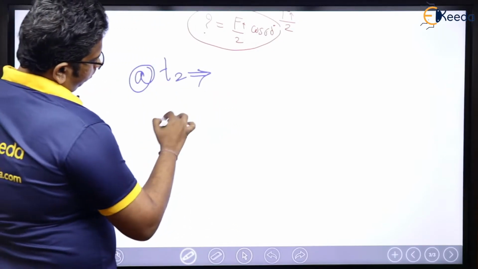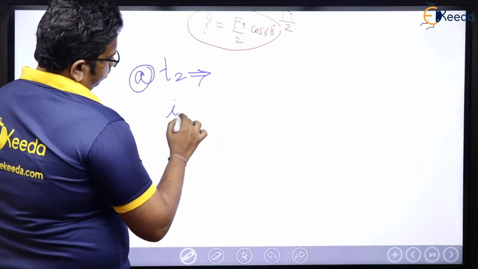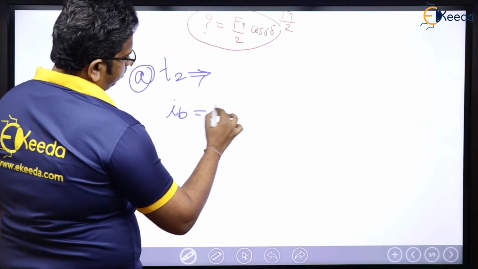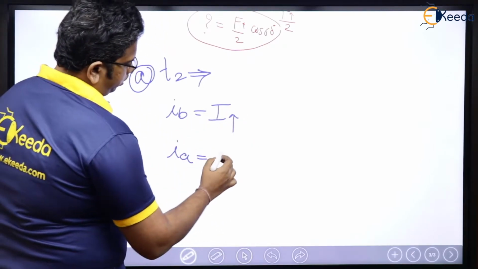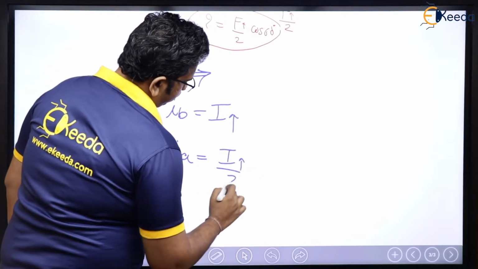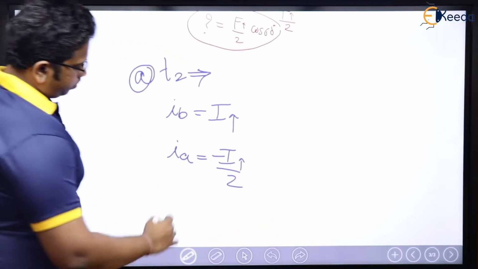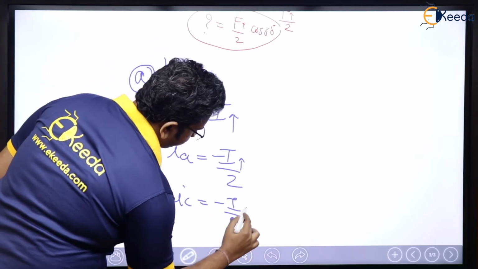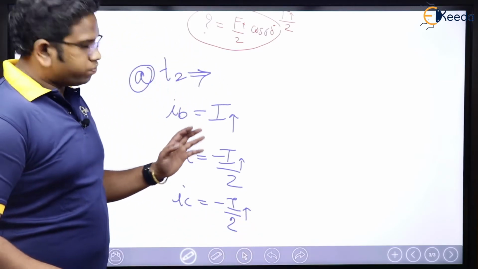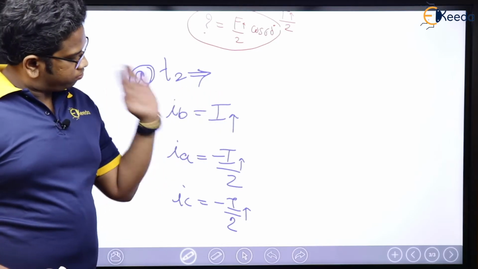At T2, what is going to happen? IB is going to be positive maximum, IA is going to be half of negative maximum, and IC will be nothing but half of negative maximum. Why? Because we have already studied it. Now we have done it many times.